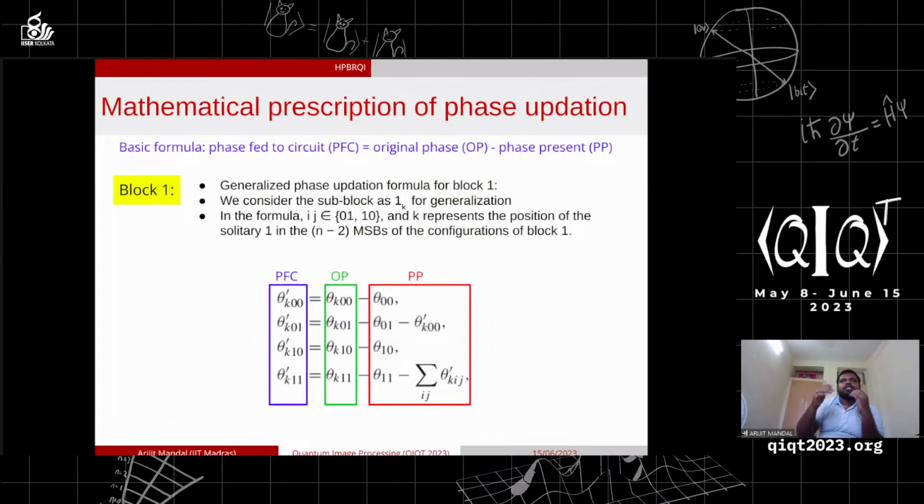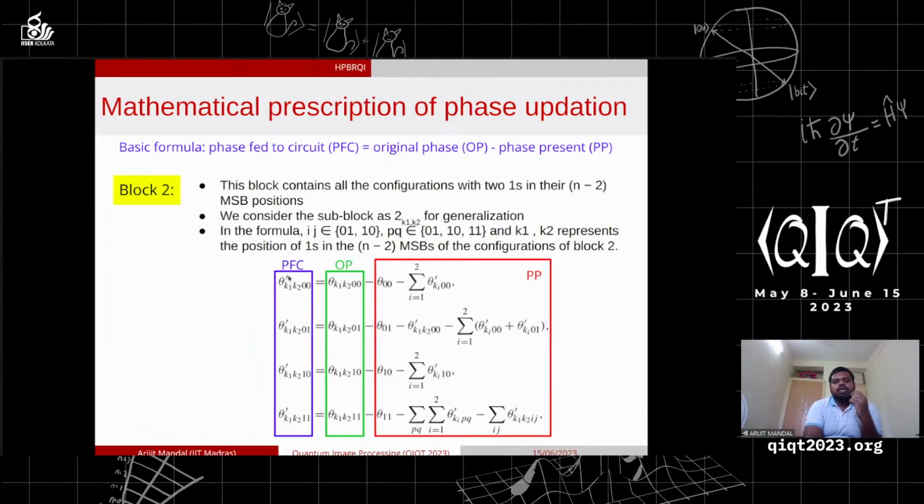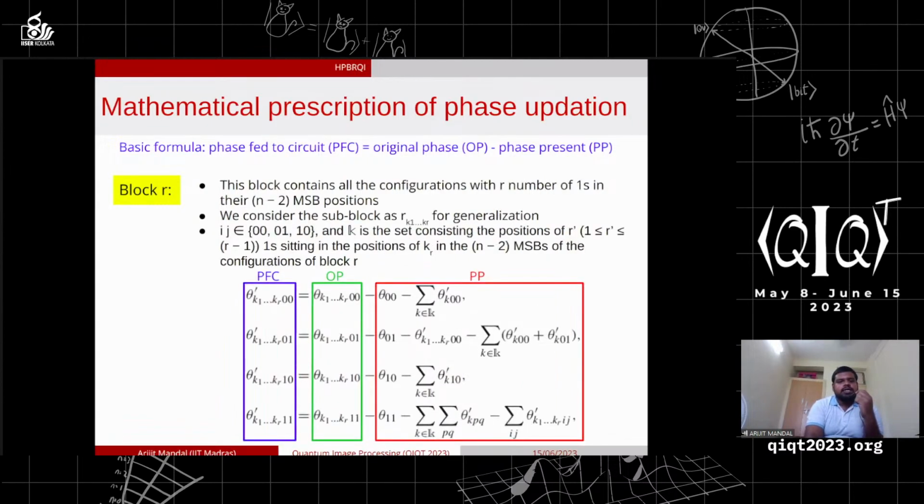And after completing the first block, the algorithm will move to block 2. Now in block 2, let's say you want to represent the information for the 2 K1 K2 subblock, so you have to subtract the information of the 0th block, the 1 K1 subblock, and the 1 K2 subblock. So you have to subtract all these values from the original phases, and the subtracted value you have to feed to the circuit to get your exact phase values.